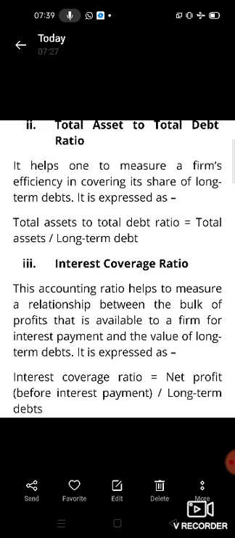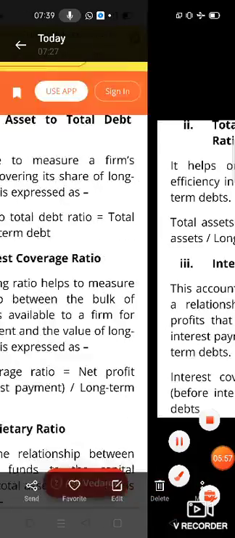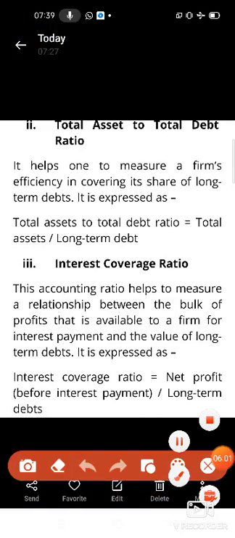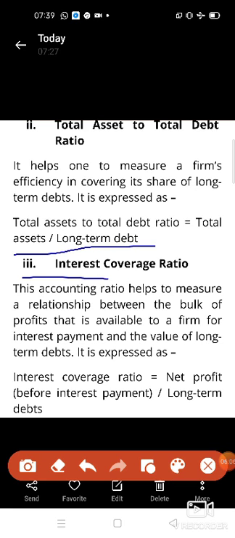Here again, the second formula in solvency ratio is total assets to total debt ratio. It helps one to measure a firm's efficiency in covering its share of long-term debt. It's expressed as the formula: total assets divided by long-term debt.